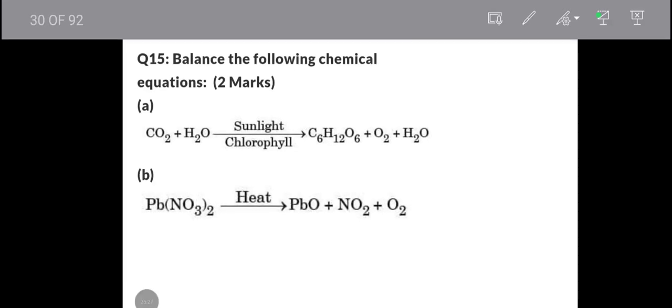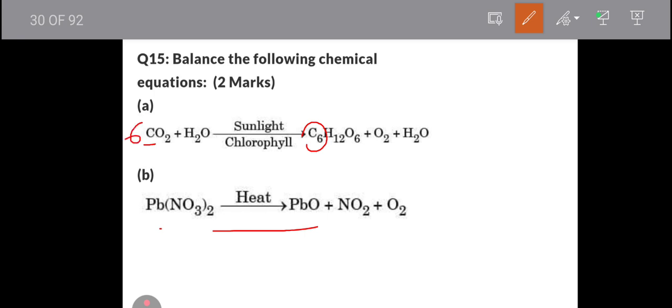Balance the following equation. Okay, this question we have already done balancing, so I am not going for that. This CO2 plus H2O we will be giving C6H12O6 plus O2 plus H2. Okay, so you have to balance this equation. So just see here, you have 6 carbon atom, but here you see you have only 1 carbon atom, so you have to make it 6. How you will make it 6? You will be putting 6 at the front.